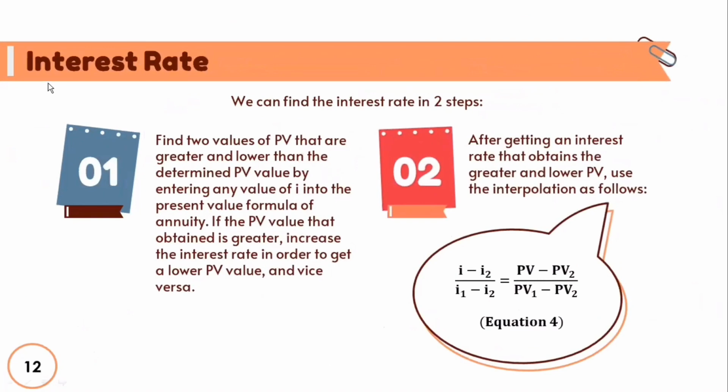Next is interest rate. We can find the interest rate in two steps. First, find two values of PV, PV1 and PV2, that are greater and lower than the determined PV value by entering any value of I into the present value formula of annuity. And second step is, after getting the interest rates that obtain the greater and lower PV, use the interpolation as follows, like this.